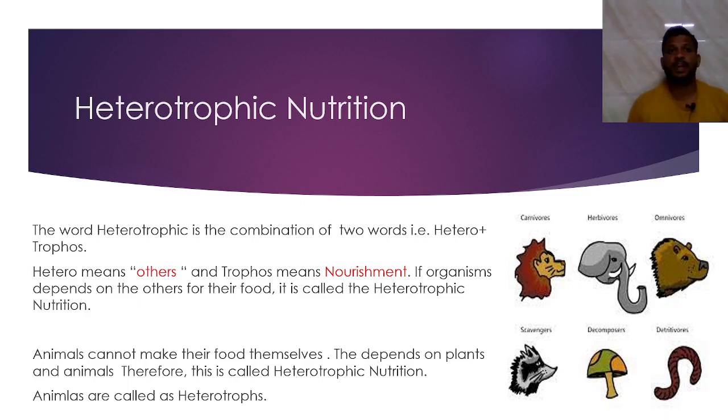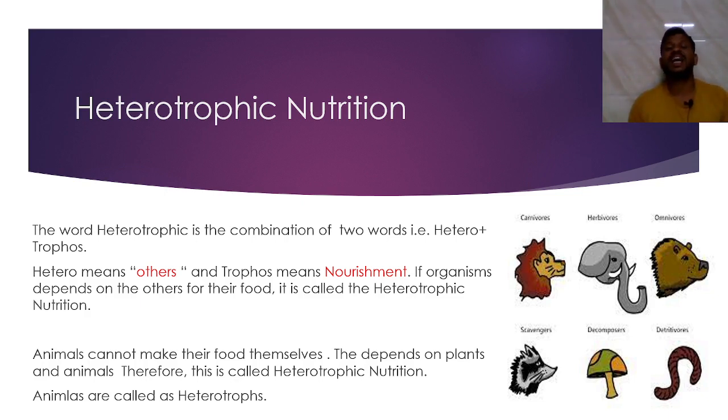We totally depend upon animals as well as on plants to get our food. We take vegetables as food. We take meat as food. We get nourishment from both plants and animals.